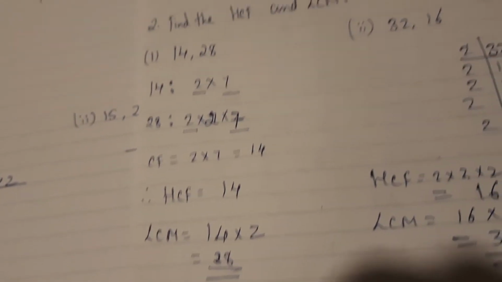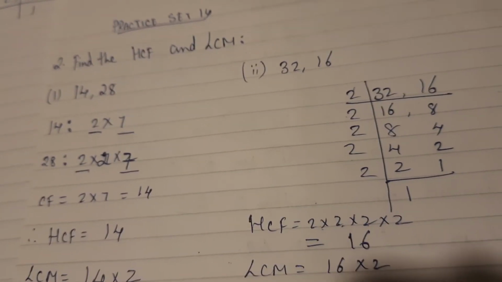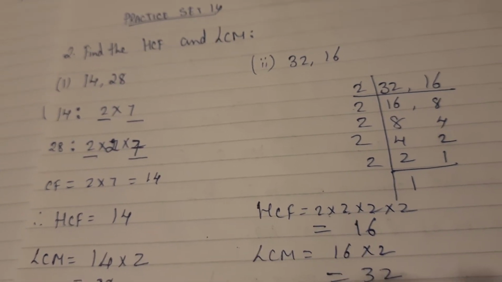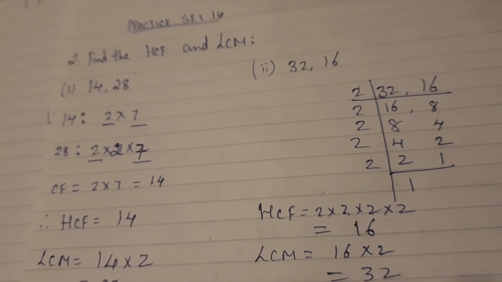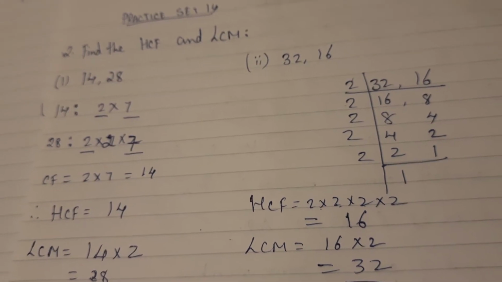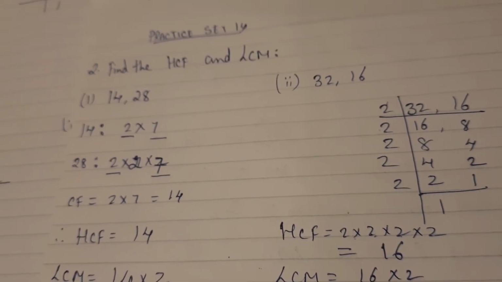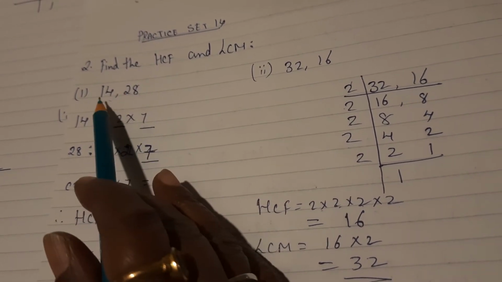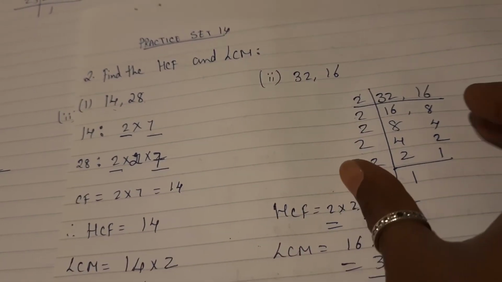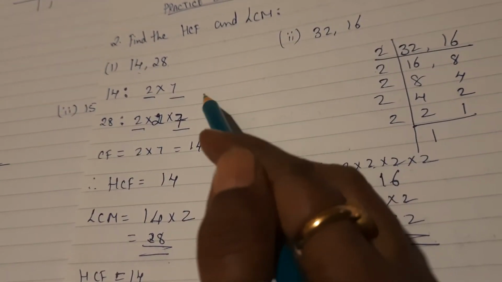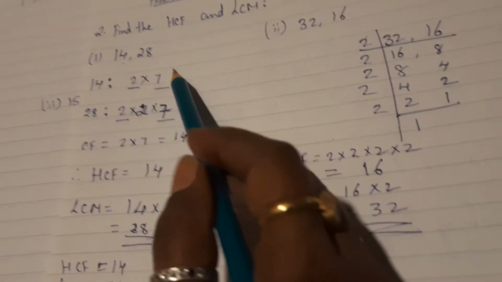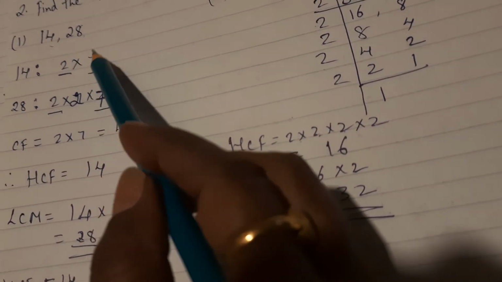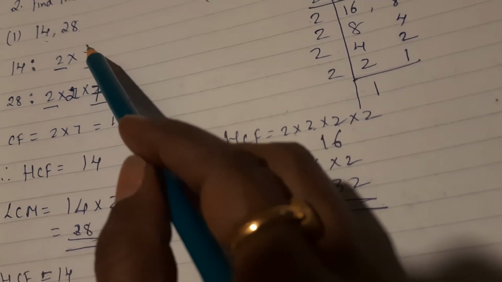Now let us start with practice set 14. The first one you have to do as self-study. Second one, find the HCF and LCM. We have to find out the HCF and LCM of the given sums. So the first one is 14 and 28. Look at the numbers 14 and 28. They are found in the table of 7. When we have such numbers, children, where they are found in the same table, 7 2s are 14, 7 4s are 28.